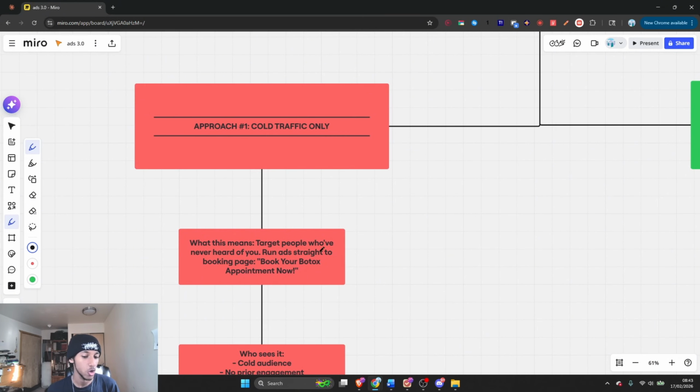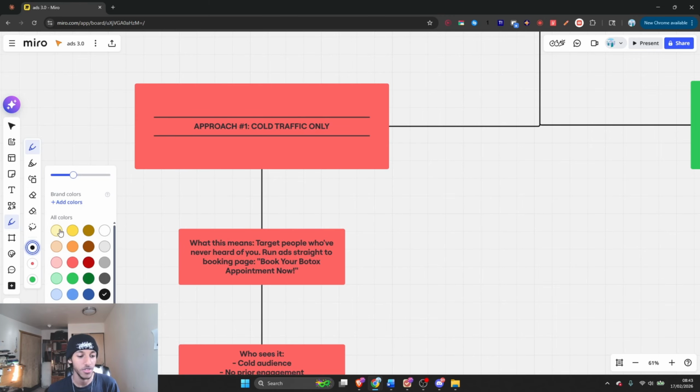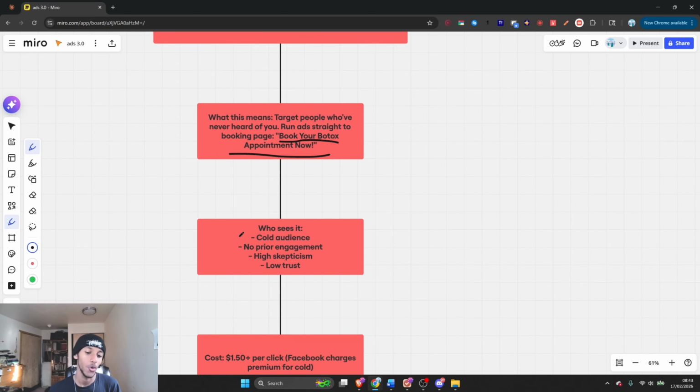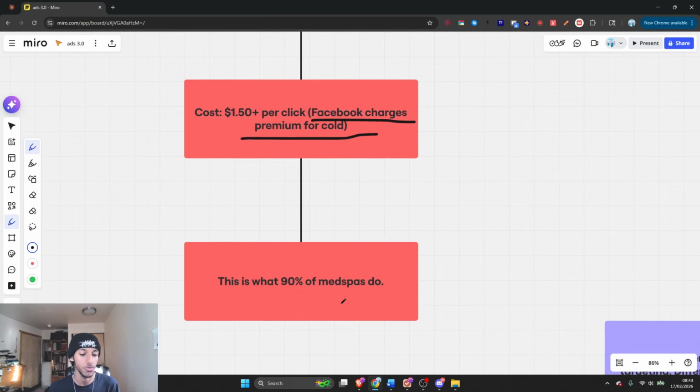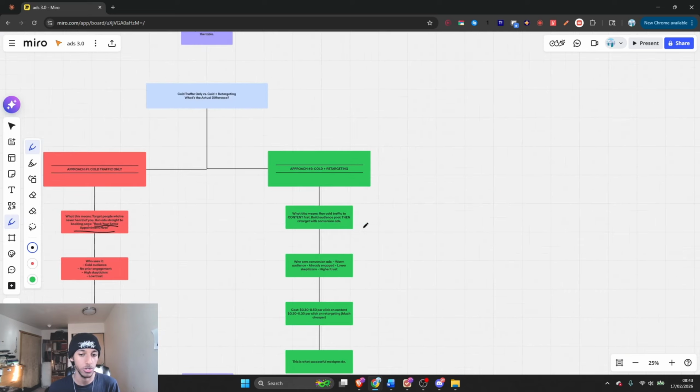What this means is targeting people that have never heard of you, running ads straight to the booking page and then just saying, book your Botox appointment now. Who sees this is usually your cold audience, people who have no prior engagement, high skepticism, and low trust. The cost is going to be around $1.50 per click. Facebook charges a premium for cold. And this is what 90% of med spas do.